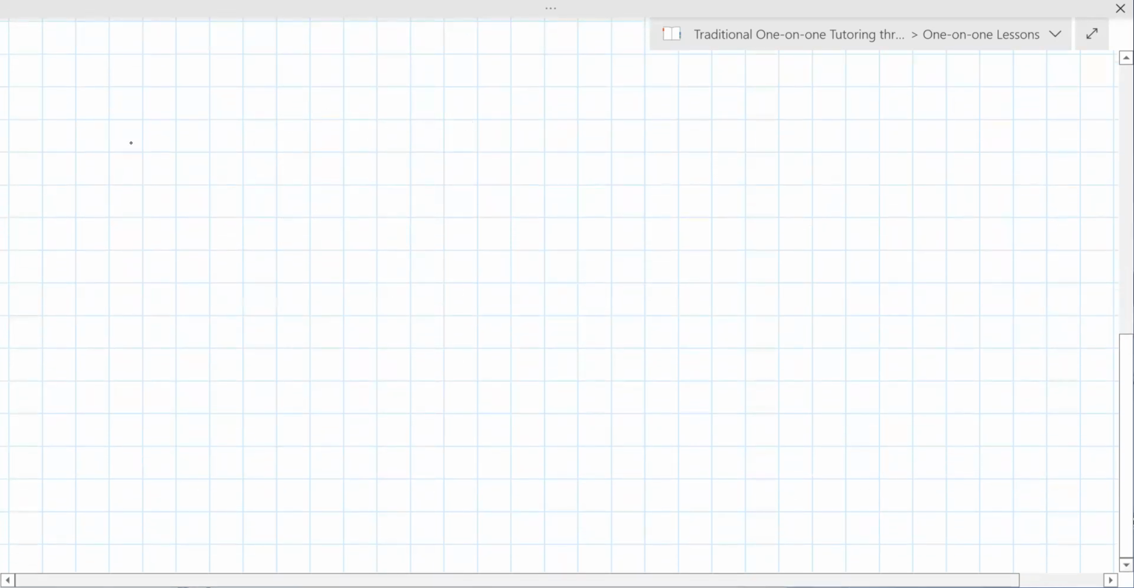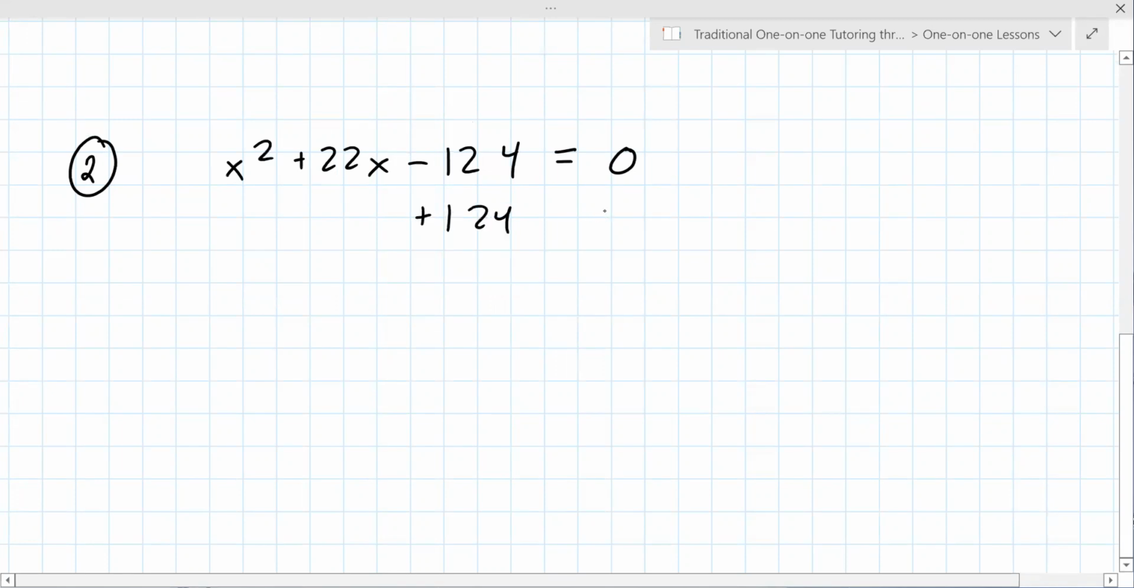All right, so number two here is x squared plus 22x minus 124. Again, I like to set it equal to 0, and then we're going to add that number, that constant, to both sides. Actually, we don't need that. So you go x squared plus 22x, leave a space, equals 124. In this space here, we're going to fill in a number eventually. So I like to indicate that something's going there.